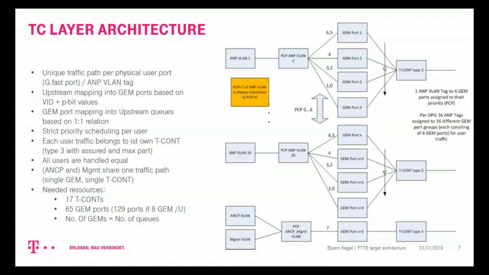Oh yeah, okay. I'm sorry, I was misreading that. So where the yellow box is, PCP equals 7 is always translated to PCP 0. So actually the 4 gem ports are for an individual G.fast port, and then there's an additional one for the in-band management channel and ANCP traffic. Okay. Yes. I understand.